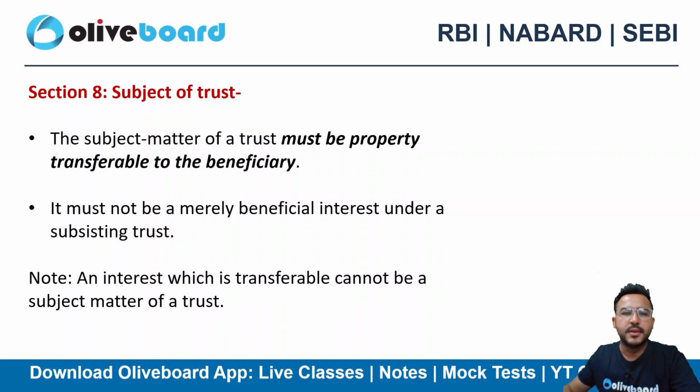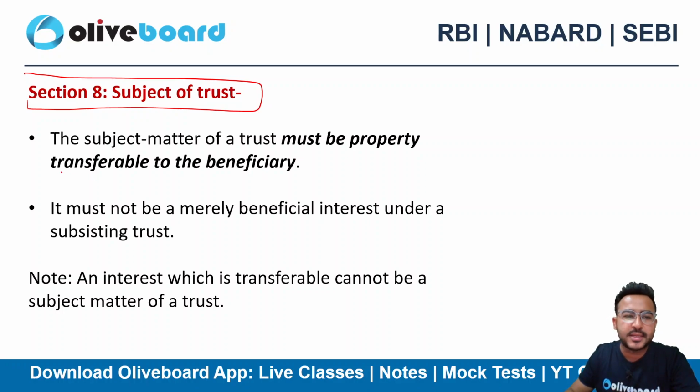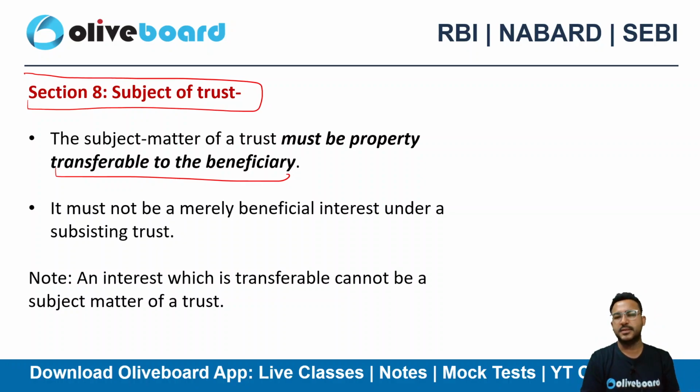Okay guys, let's continue. Section 8, subject of the trust. The subject matter of the trust must be property transferable to the beneficiary. What is the real purpose of creating a trust? What do we actually want to do? The owner of the property, the author, wants to give the benefit of that property to a particular person, or a group of a particular category of people, that's the beneficiary, right? So the subject matter of the trust is property transferable to the beneficiary.